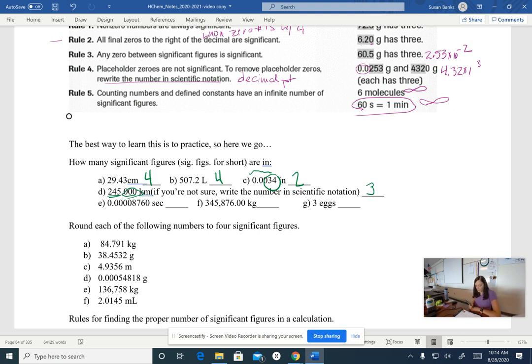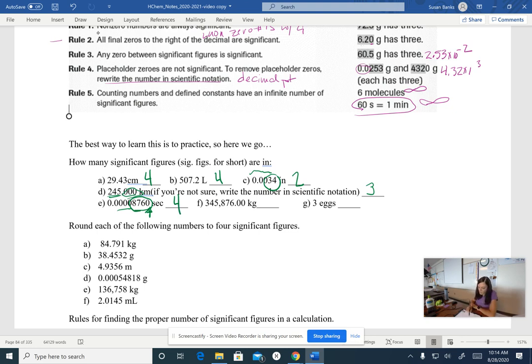Here, I've got both things going on. I've got a decimal with zeros to the left. I've also got a 0 to the right. So we've got 2 different ways of looking at zeros. These zeros to the left are just placeholders. But the 0 to the right is actually significant. So 8, 7, 6, and 0 are all significant numbers. So I will have 4 significant digits there.